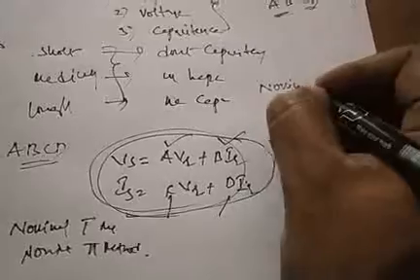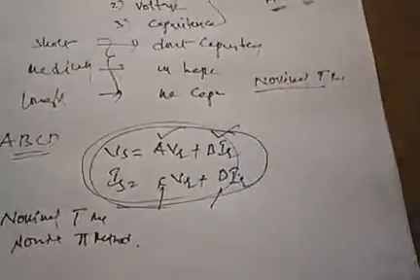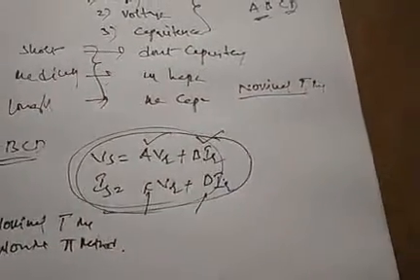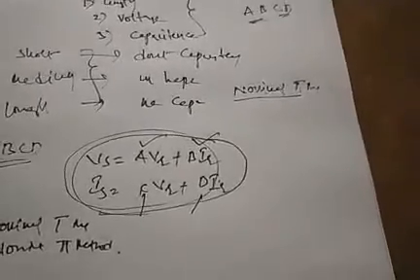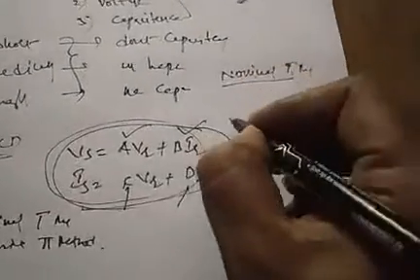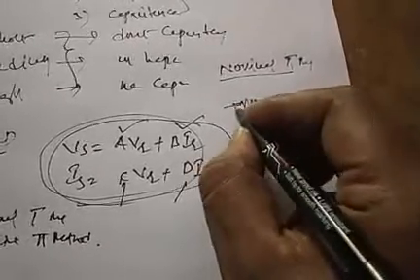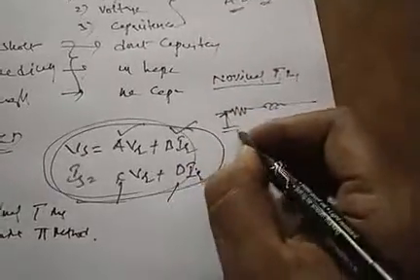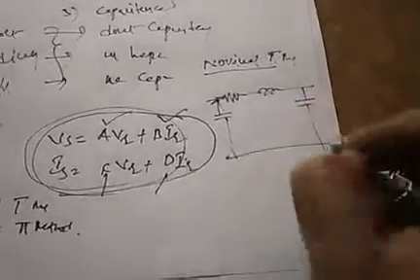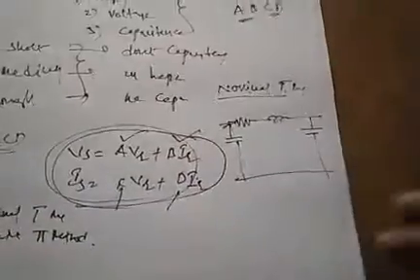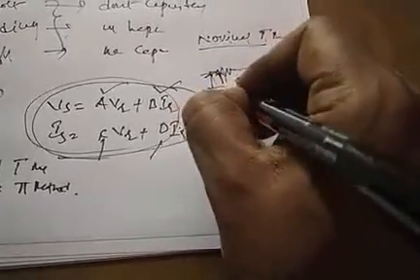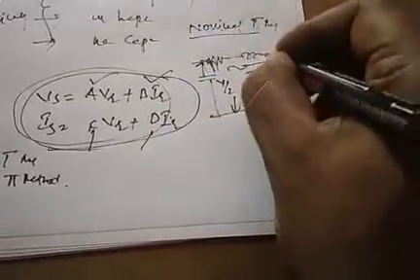See, the nominal pi method. How does the pi method look? The capacitance can be placed at the starting end and at the ending end. So this is a medium transmission line, right? This is the capacitance placed. So this is the capacitance. Now look at the pi model. This is called Z. This we can call Y/2, and this we can call Y/2.